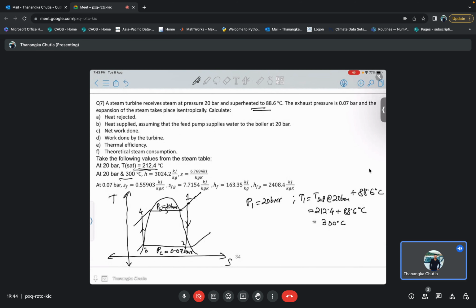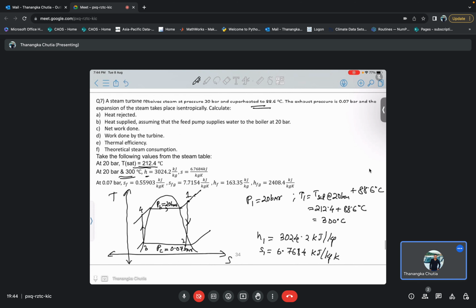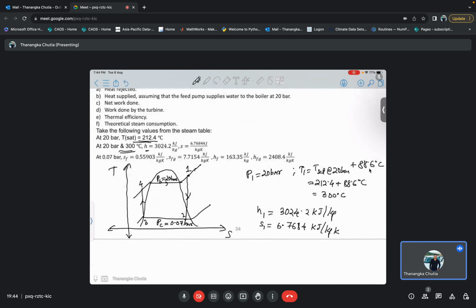You can see here, this is at 20 bar and 300 degrees Celsius. It is given to us that H1 is equal to 3024.2 kilojoule per kg, and S1 is given as 6.7684 kilojoule per kg Kelvin. So this H1 and S1 is given to us. Now at point 2 we need to know the quality. Before that, let us see what other things we can calculate from here.